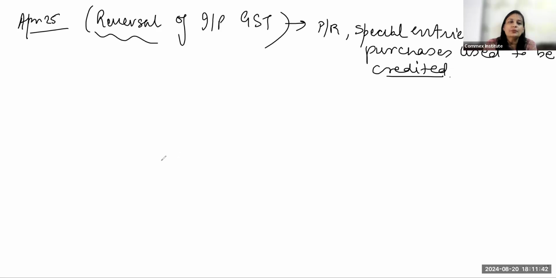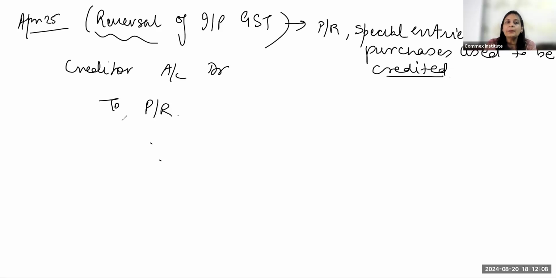So let's try to pass a normal entry for purchase return. What is the normal entry for the purchase return? Creditor account debit to purchase returns account credited. This is my normal entry.